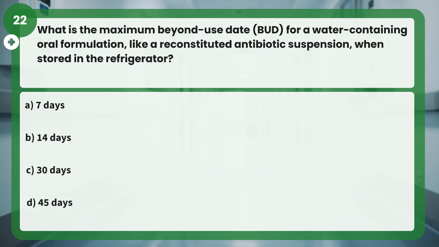Question 22. What is the maximum beyond use date, BUD, for a water-containing oral formulation, like a reconstituted antibiotic suspension, when stored in the refrigerator? A. 7 days. B. 14 days. C. 30 days. D. 45 days.